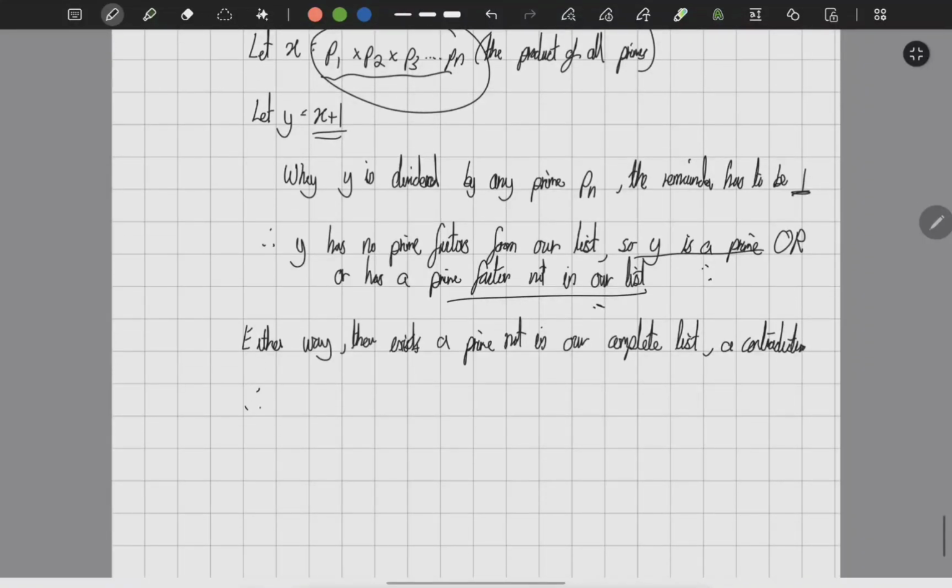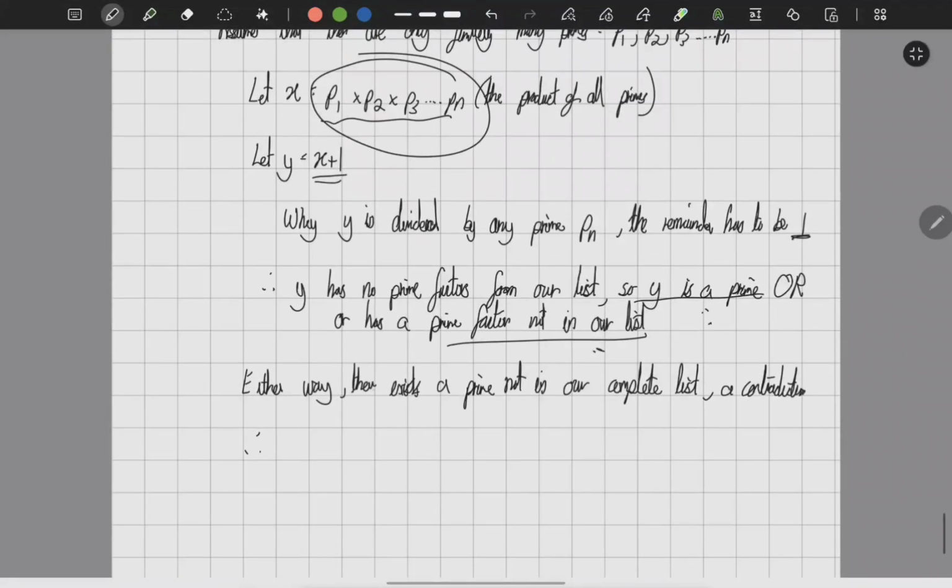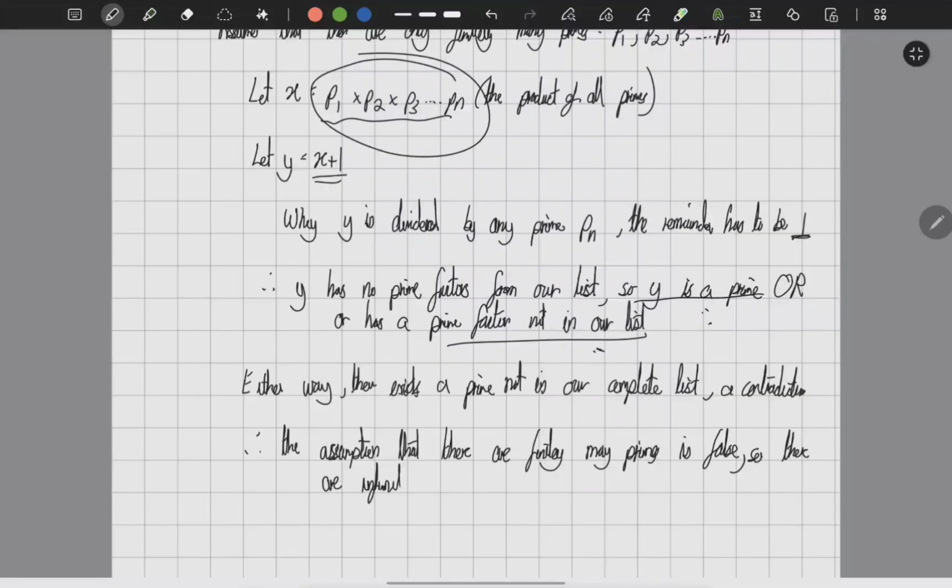Then we can just write our concluding statement. Therefore, the assumption that there are finitely many primes is false. So there are infinitely many primes. And yeah, that is it.